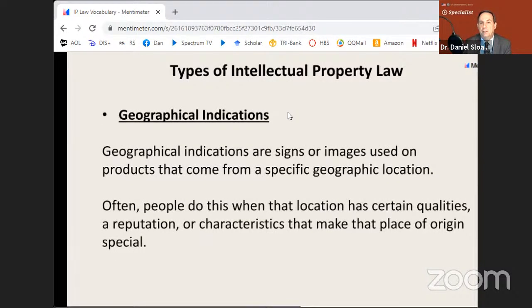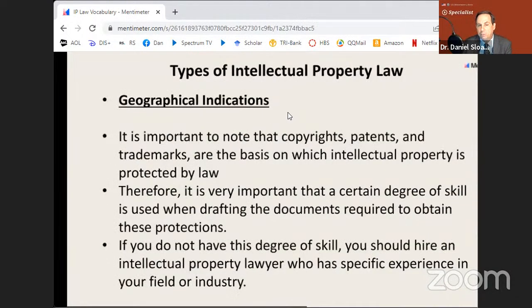So, types of intellectual property law, which are geographical indications. Geographical indications are signs or images used on products that come from a specific geographic location. Often people do this when that location has certain qualities, a reputation, or characteristics that make the place of origin special. So it is important to note that copyrights, patents, and trademarks are the basis on which intellectual property is protected by law. Therefore, it is important that a certain degree of skill is used when drafting the documents required to obtain these protections.